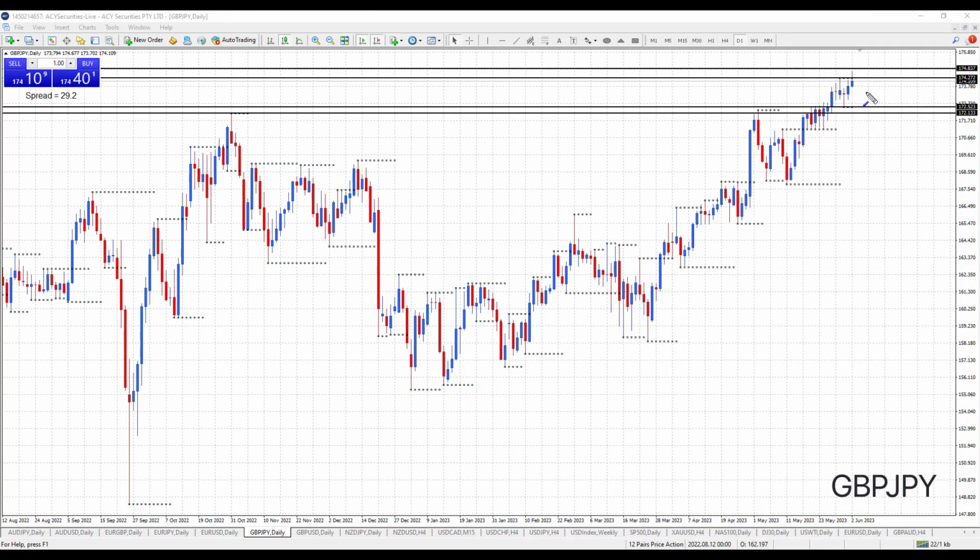Alright, moving on to the Pound Yen. Holding the uptrend, higher bottom, further higher top. It's getting a little bit wicky up here. We're just short of a major monthly level of resistance at 174.83. Can we come up and test and move above? It is a very strong level of resistance.